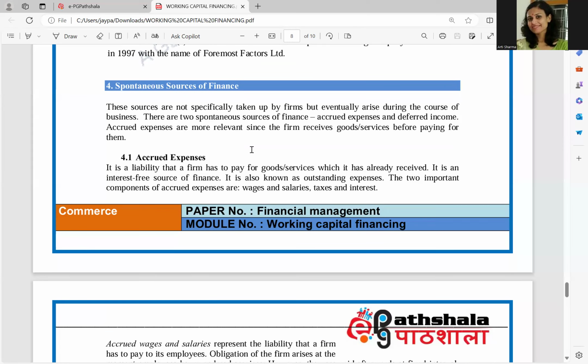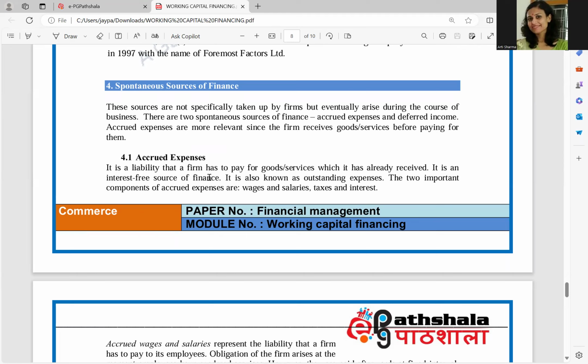Now, there are some spontaneous sources of finance also, which cater to the working capital requirement. It may include the accrued expenses, and it is basically a liability that a firm has to pay for goods and services which it has already received. Suppose companies have received some goods and services, they have availed, but they have not paid for them yet, and they will pay after some time.